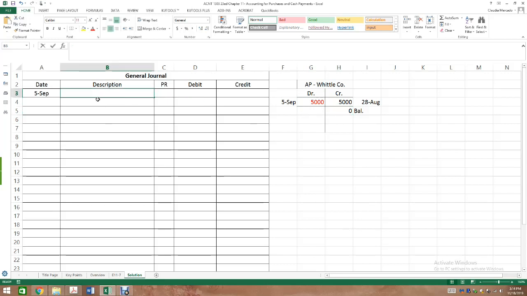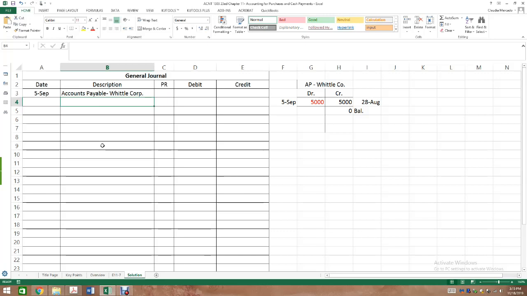Okay. So I'm going to go ahead and do accounts payable. And we have to put the name of the company, Whittle Corp. Now, what amount are you paying Whittle Corp?